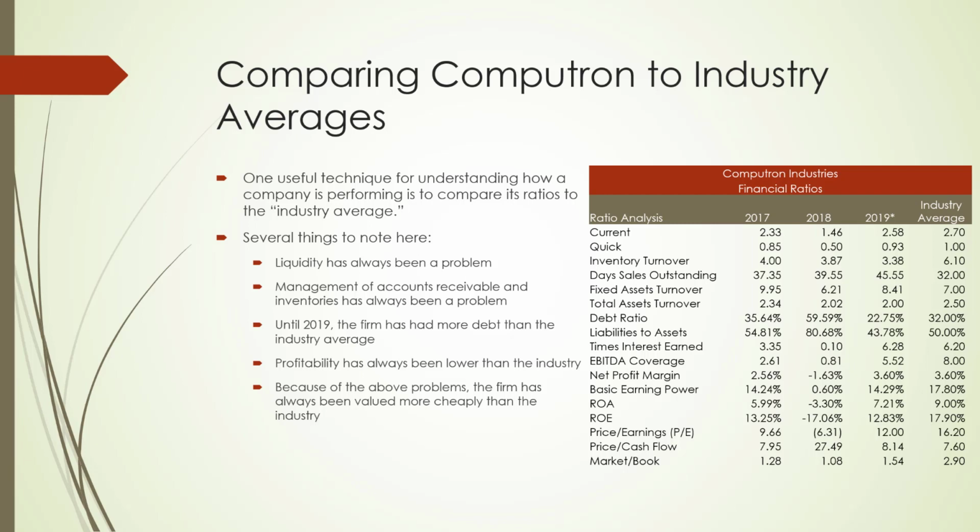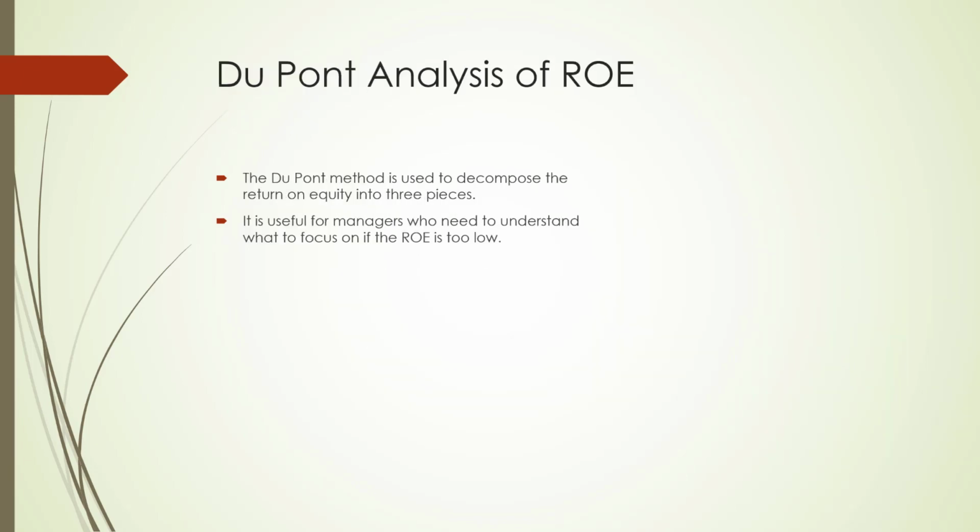It's discounting the value of Computron because of these problems that we've identified. Okay, now one of the important ratios that we talked about was return on equity, or ROE. And so the DuPont method is a method that's used to decompose the ROE into its parts.